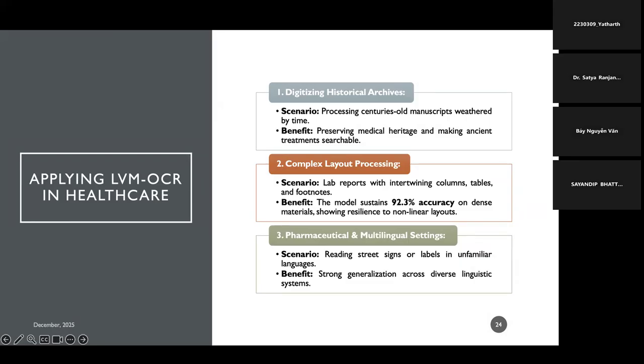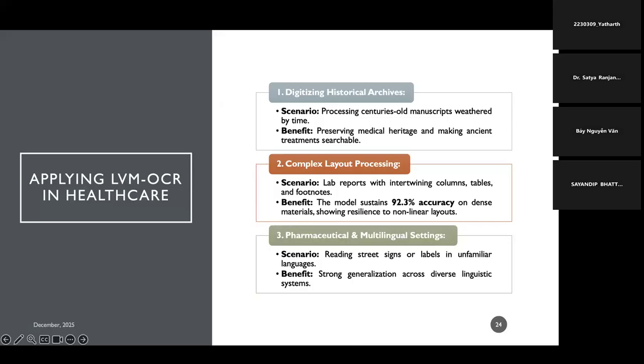Medical knowledge is old. We have libraries full of century-old manuscripts that are literally falling apart, weathered by time and fading away. A standard scanner often failed here because it treats stains and wrinkles as text. Our model, however, can look past the damage and accurately digitize these documents. We are not just saving paper, we are preserving medical heritage and making ancient treatments searchable for the first time.